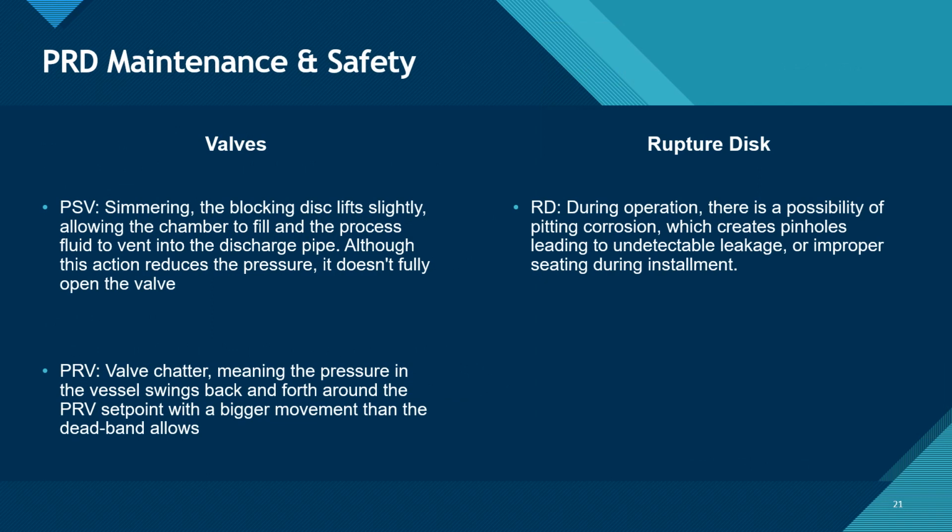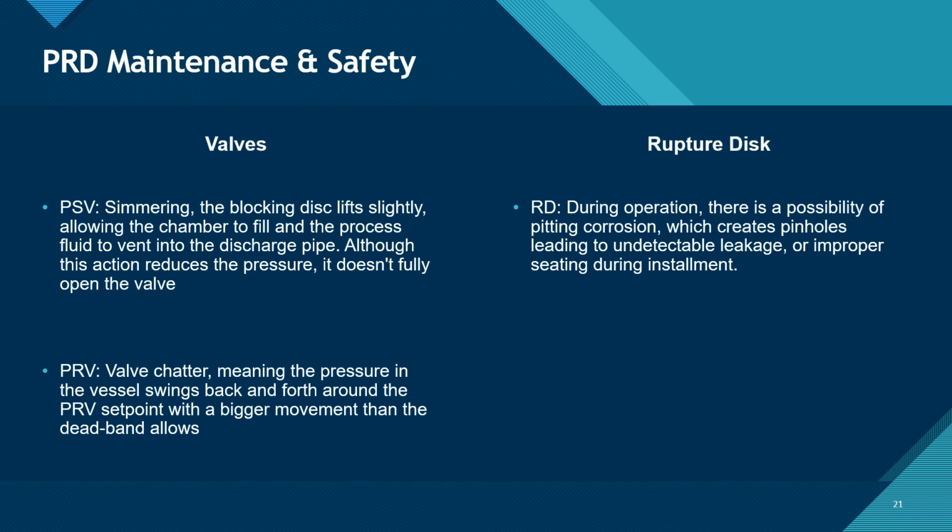Next, we move into PRD maintenance and safety. With both reclosing and non-reclosing PRD types, there are inherent concerns with having them installed. The PSV, we have simmering. The blocking disc lifts slightly, allowing the chamber to fill and the process fluid to vent into the discharge pipe. Although this action reduces the pressure, it doesn't fully open the valve.